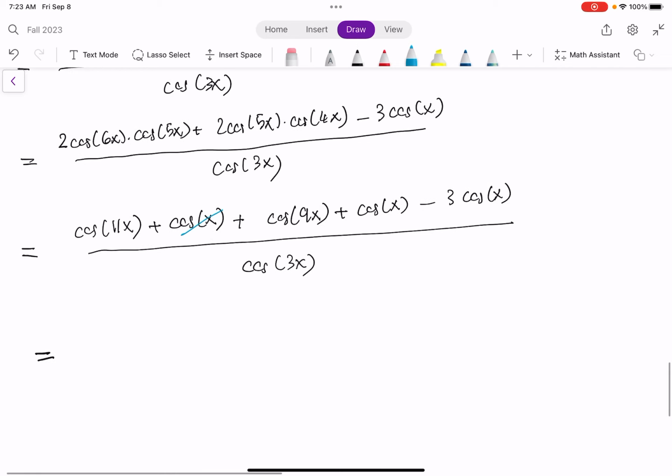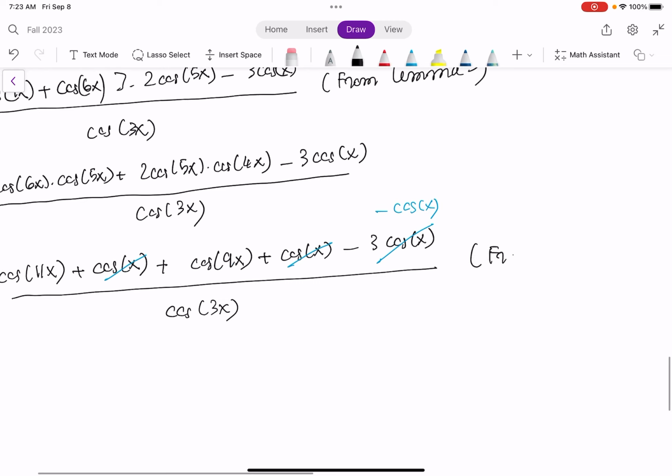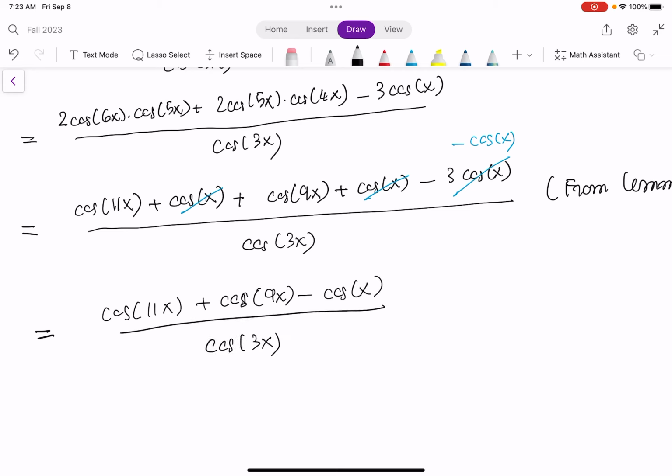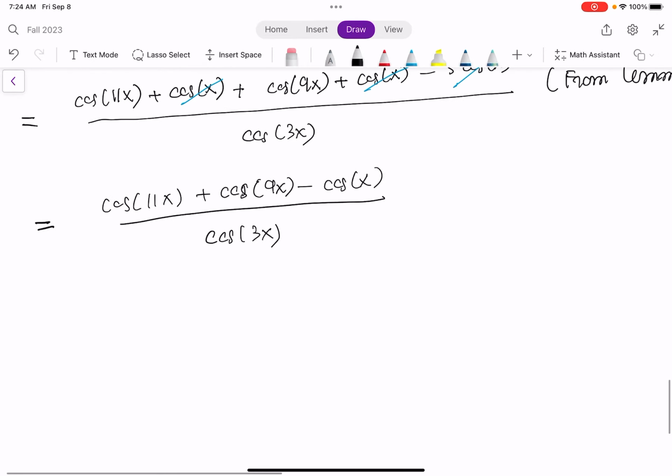Okay, and let's see if we can simplify these. Yes, we can. So cosine plus cosine is 2 cosine. 2 cosine minus 3 cosine is negative 1 cosine. So let me write this, from lemma 3. So we got cosine of 11x plus cosine of 9x minus cosine of x over cosine of 3x, right? Wonderful. Now we're almost there. You can feel it, right? Because cos 9x over cos 3x, you can work with it, and cos 11x minus cos x. Let's see what is cos 11x minus cos x.